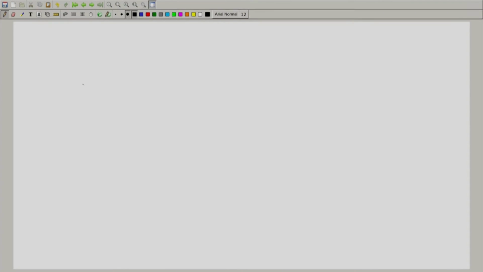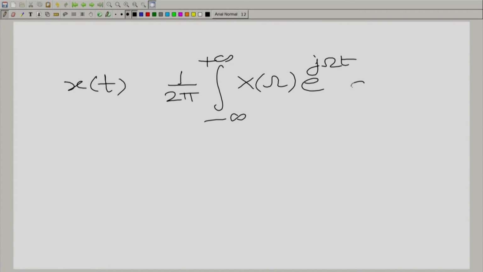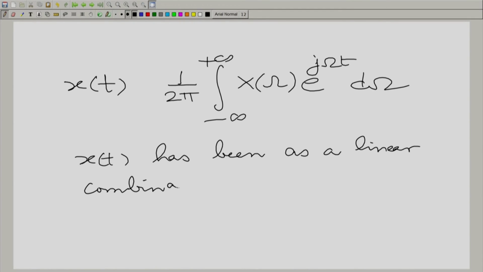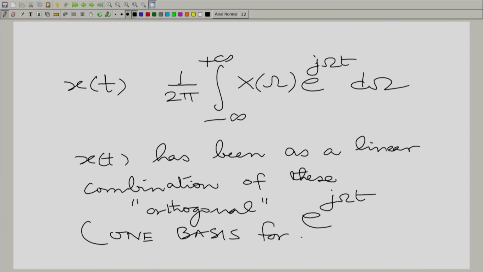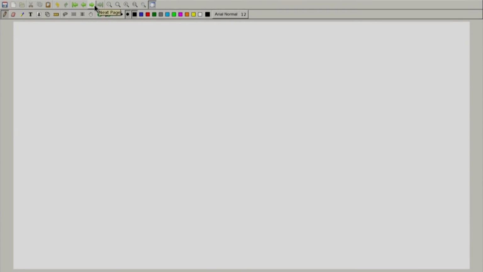Essentially what we are saying is, when I write down x(t) as 1 by 2 pi integral from minus to plus infinity of capital X(omega) e raised to the power j omega t d omega, we have written x(t) in terms of an orthogonal basis of e raised to the power j omega t's. So, x(t) has been written as a linear combination of e raised to the power j omega t's. This is essentially one basis for expressing x(t). And where is the other basis now? The other basis is what we learnt in module 1, namely with the impulses.